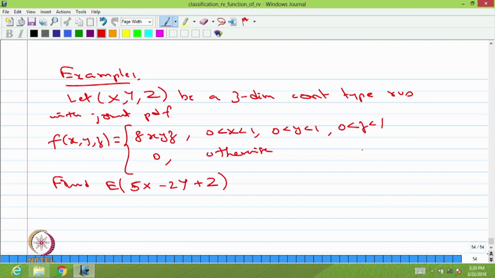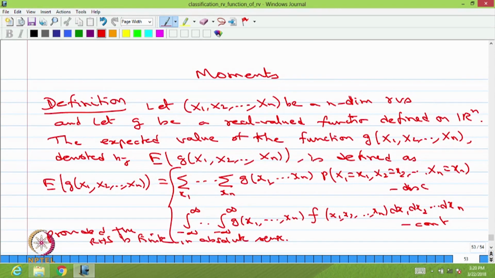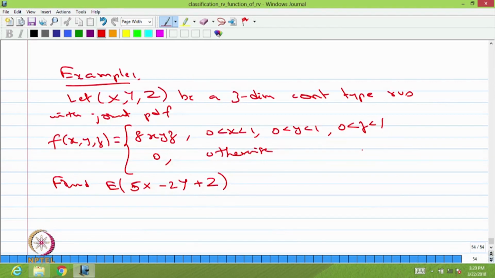You can apply the previous definition. So here g of x1, x2, x3 is the same as 5x minus 2y plus z. Since all are continuous type random variables, make the three integrations from minus infinity to infinity, that is 5x minus 2y plus z times 8xyz dx dy dz, that is going to be the expected value.